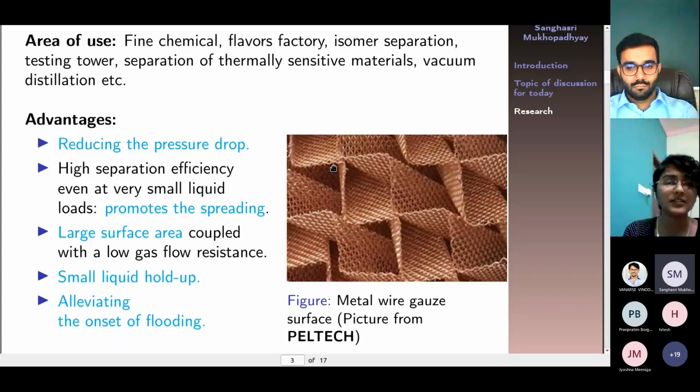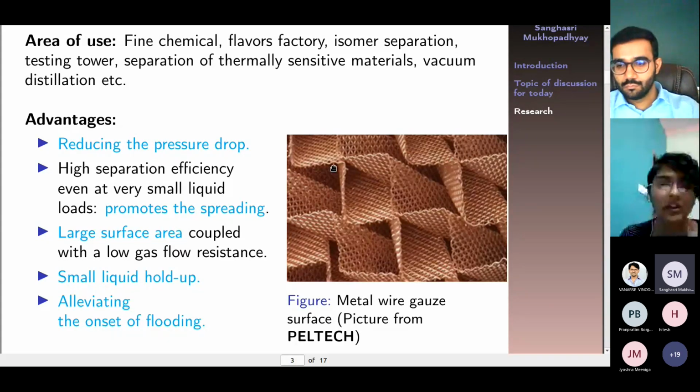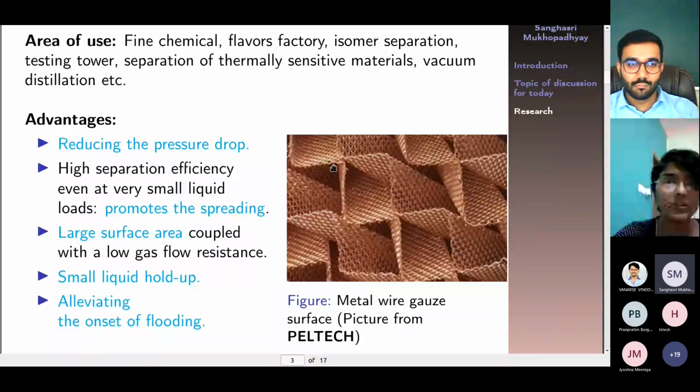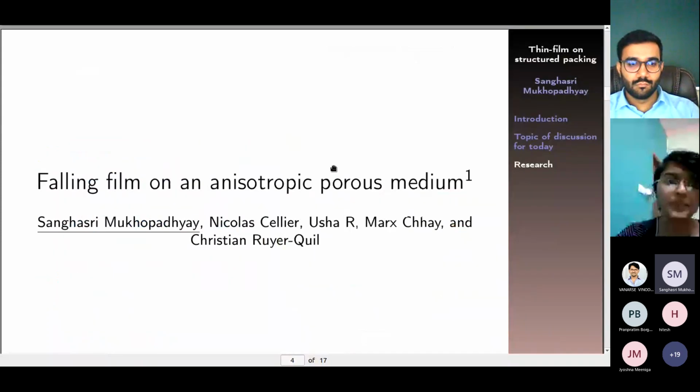So this structure packing, we wanted to see how, if a thin film flows over a structure packing, the hydrodynamic properties of the thin film change with respect to the presence of the packing. There are a lot of aspects to this problem. First of all, we can check the porous property of the packing itself. That's the first work we have done.